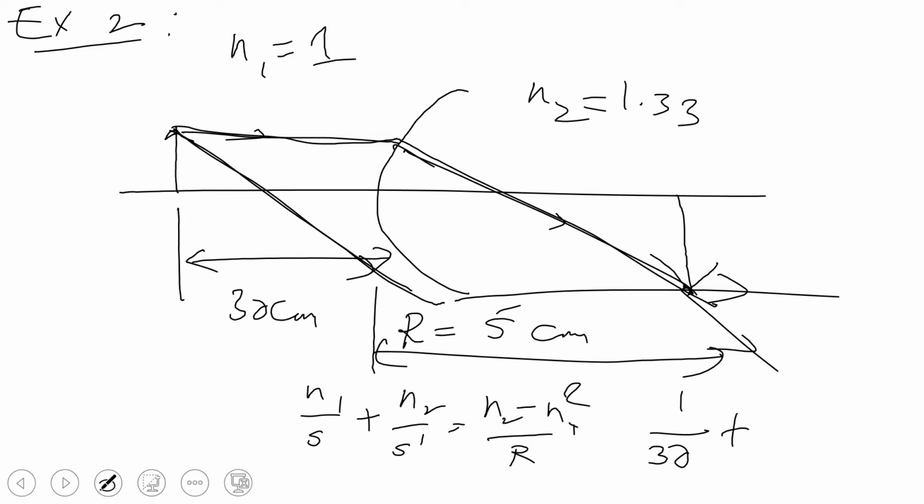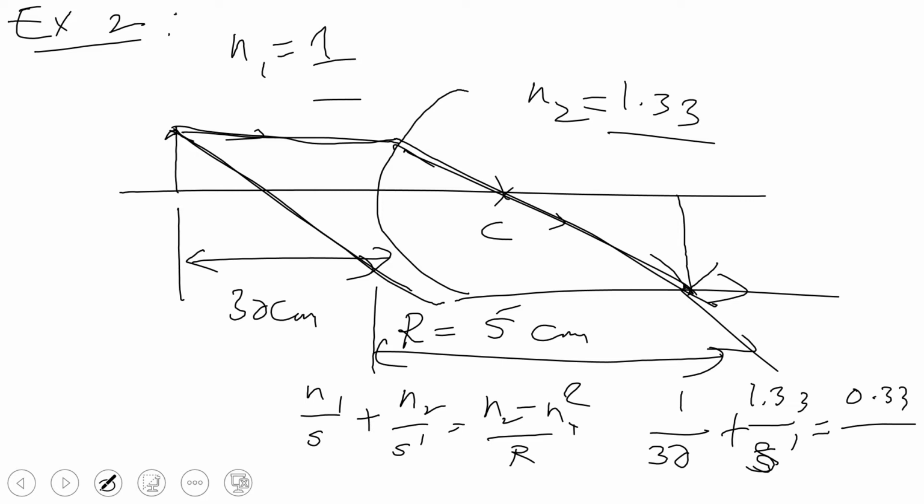n2 is 1.33 divided by s prime. We have to figure out what this s prime is, equal to n2 minus n1, that is 1.33 minus 1, so we would have 0.33 here, divided by the radius of curvature. What would be the sign of the radius of curvature? Where is the center? The center is to the right, and if the center is to the right, it is positive because light is going from left to right.